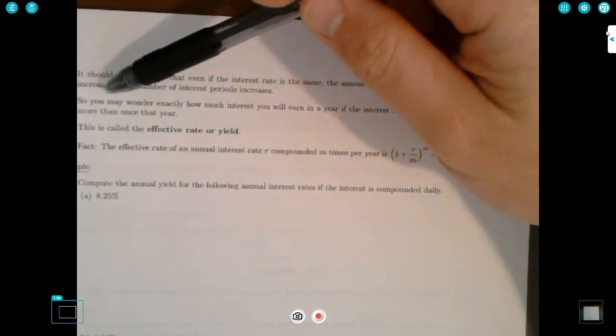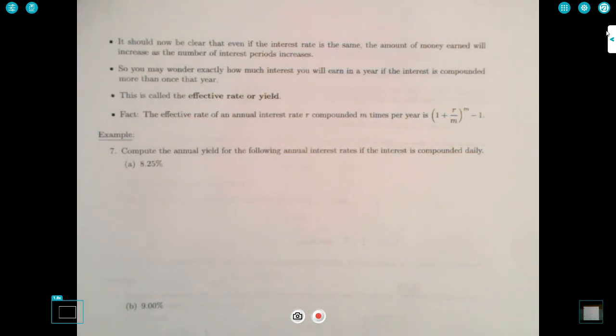The main thing is that it should now be clear that even if the interest rate is the same as it was in the previous example, the amount of money earned will increase as the number of interest periods increases. And that's what that previous example showed us. So you may wonder exactly how much interest you will earn in a year if the interest is compounded more than once that year. Okay? This is called the effective rate or yield. So in other words, the effective rate or the effective yield is what percentage of interest you're going to earn if the interest is compounded more than once per year.